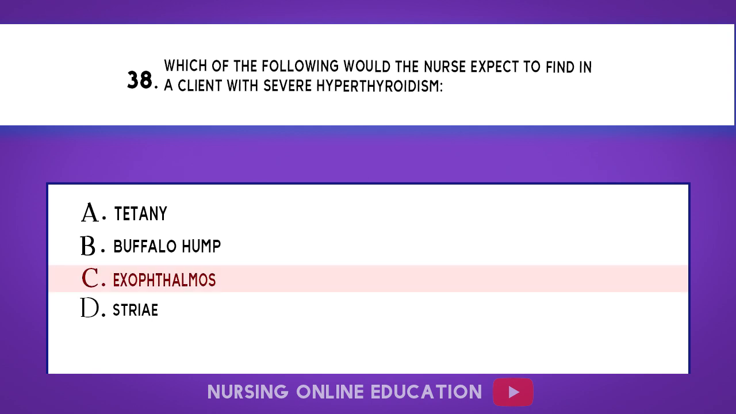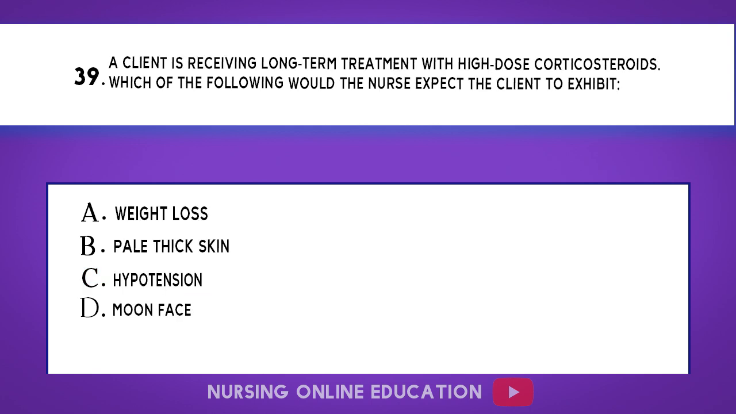The answer is option C. Exophthalmos. 39. A client is receiving long-term treatment with high-dose corticosteroids. Which of the following would the nurse expect the client to exhibit? A. Weight loss, B. Pale thick skin, C. Hypotension, D. Immune face.